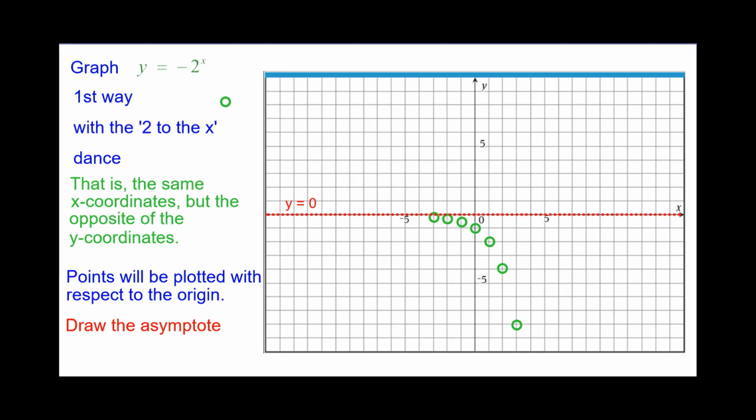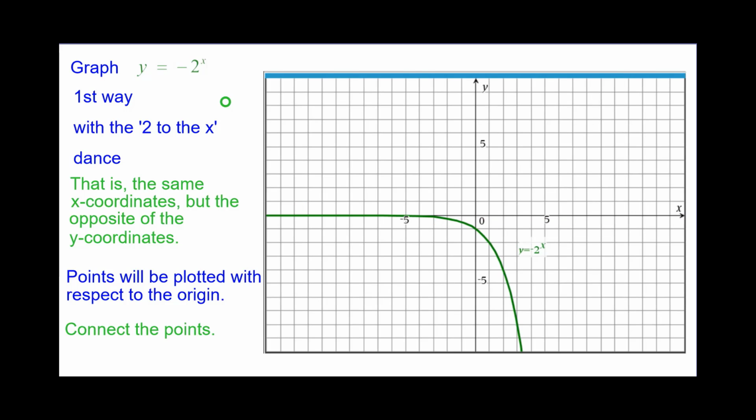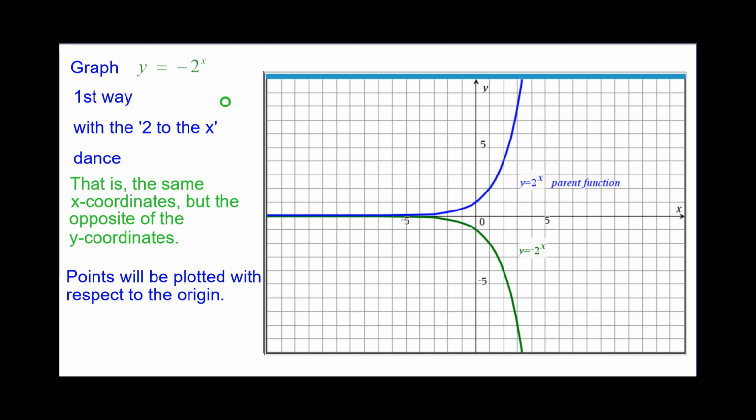We'll draw in the asymptote, which is the x-axis, y equals 0. And connecting the points, we do get the exponential curve. Comparing that to the parent function y equals 2 to the x power, you can see that the graphs are reflections about the x-axis.